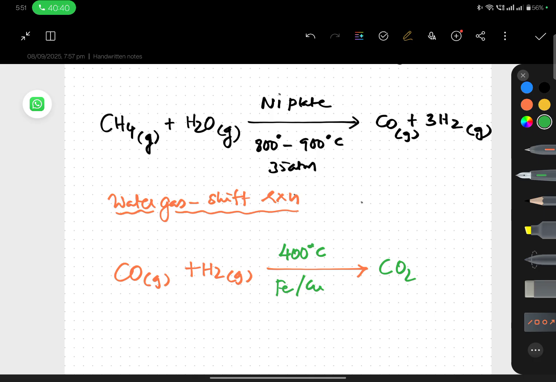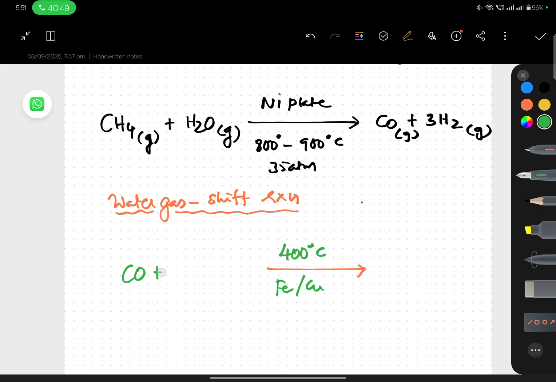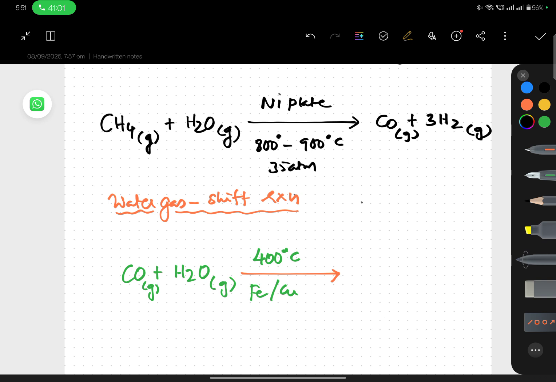For example, wait. So there is carbon monoxide and water. This is gas. This is also gas, vapor state. Now what will happen? There is a shift that is going to happen. Carbon dioxide gas plus H2 gas. We call this the water gas shift.